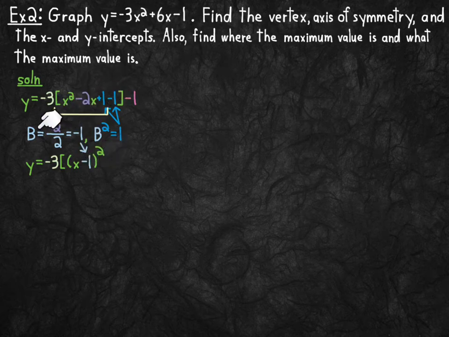It's always going to be x plus b. b is minus 1, so it's x plus negative 1, so it's x minus 1. So this is x plus b, the quantity squared. That's this trinomial. Now I still have this minus 1 left, so I have to bring it down.